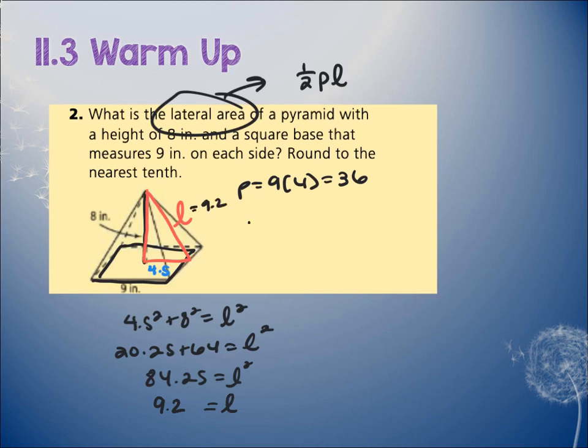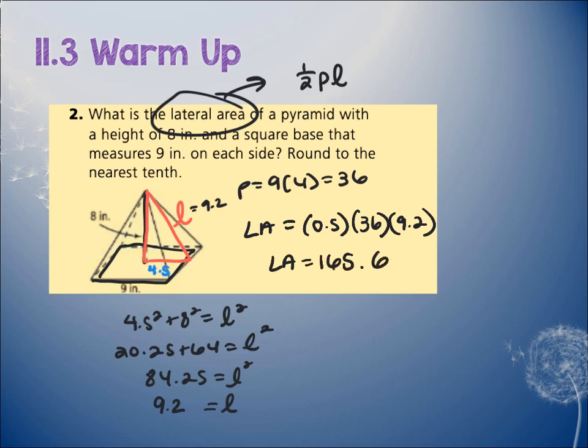So then I'd get lateral area is 1/2, or 0.5, times perimeter 36, times the slant height, which is 9.2. So 0.5 times 36 times 9.2 is 165.6 inches squared.